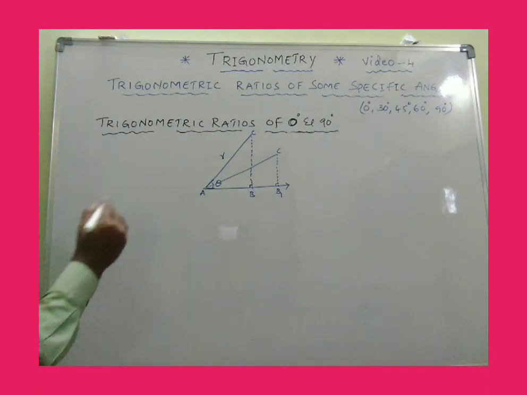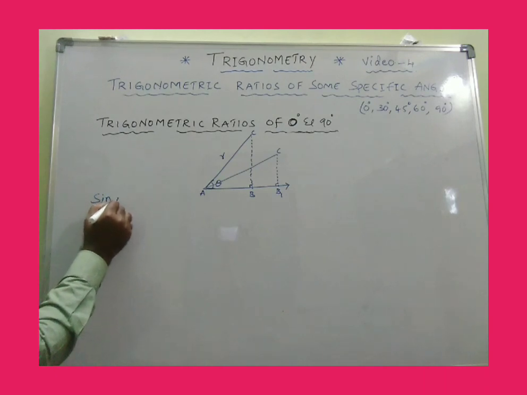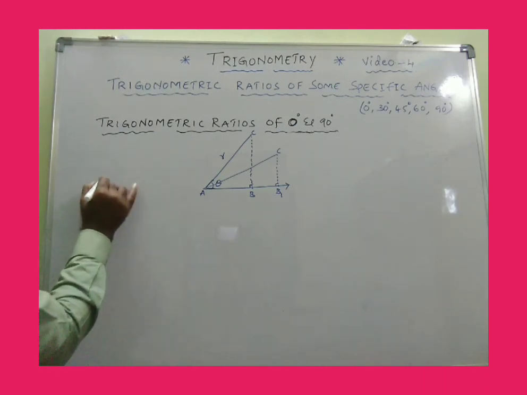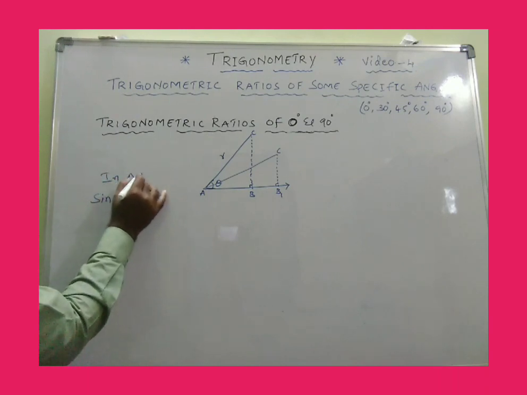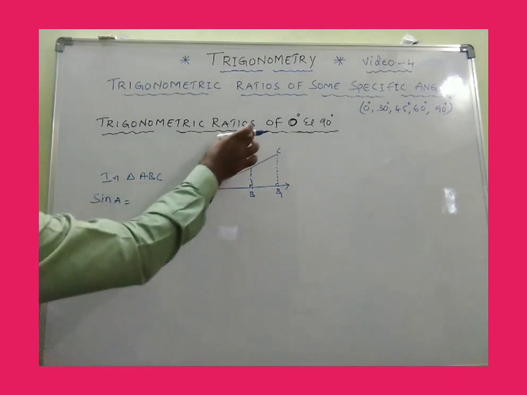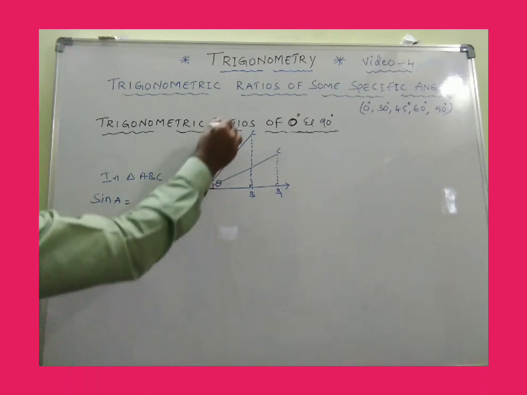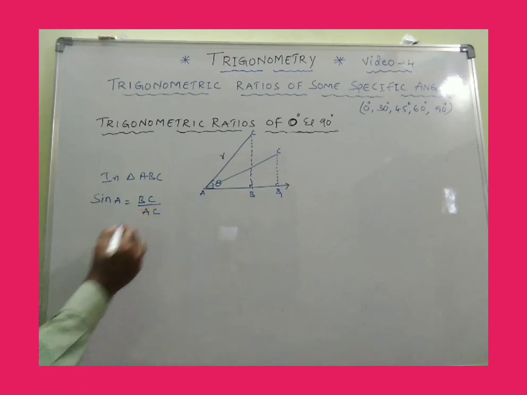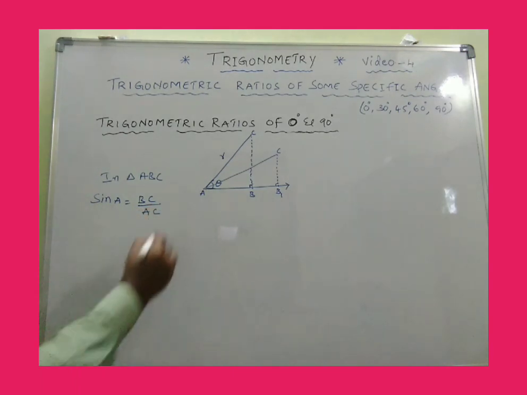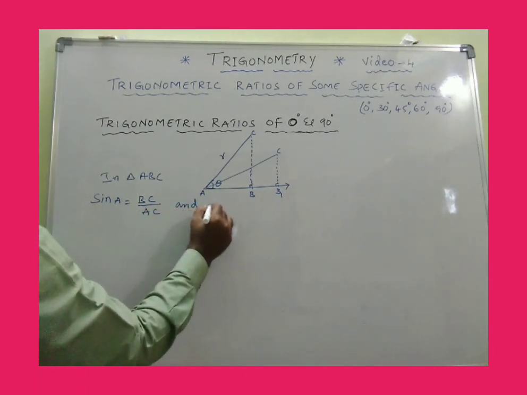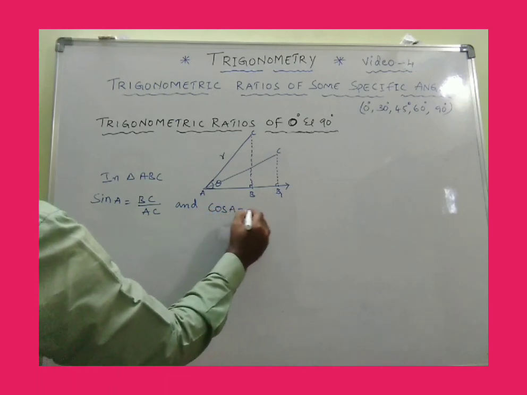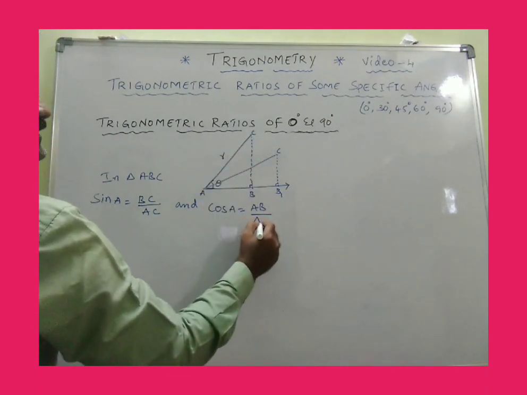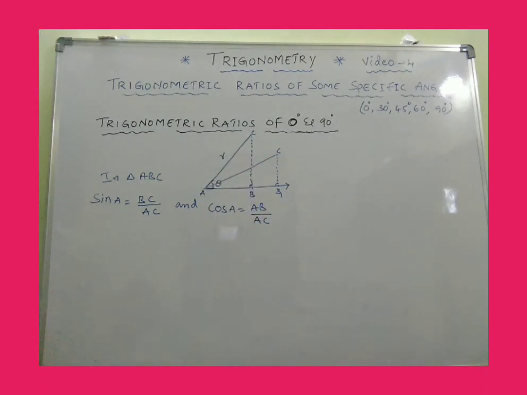Okay. Now can you tell me what is sin A? I am talking about triangle ABC. In triangle ABC, sin A is equal to the opposite side BC by the hypotenuse AC. Also, what about cos A? Cos A is the adjacent side AB by the hypotenuse AC.